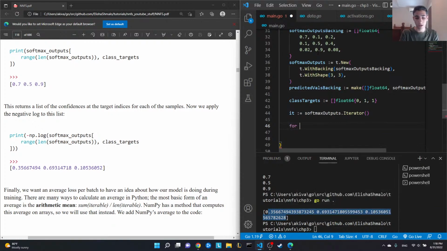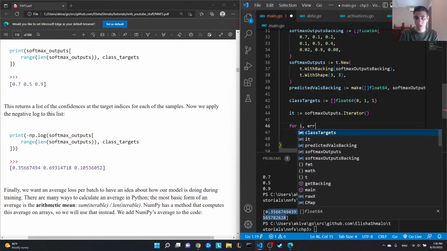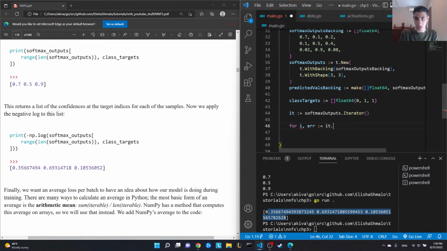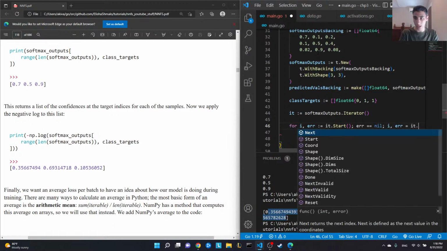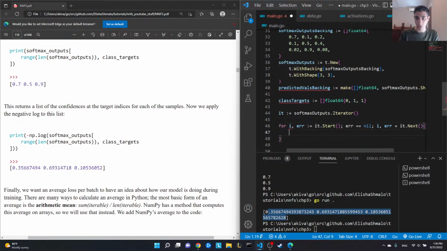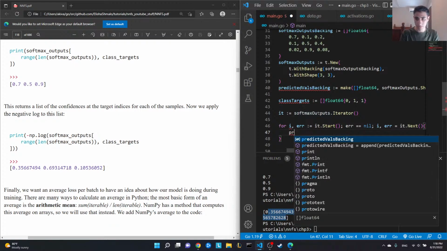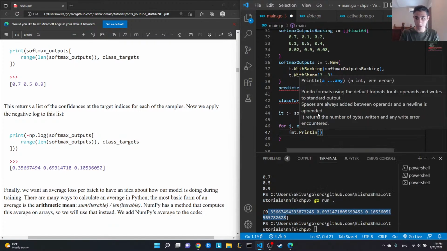For i, err colon equals it.Start, as long as the error equals nil. So that's our condition. As long as the error equals nil, we should do something, and then at the end we should say i, err equals it.Next. So that's the syntax, and this will be a for loop basically. And just to show how this works, I'm going to say fmt.Println i. Let's print out the i.